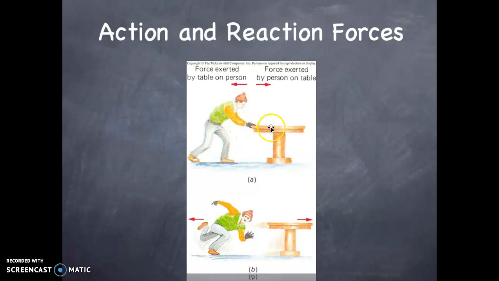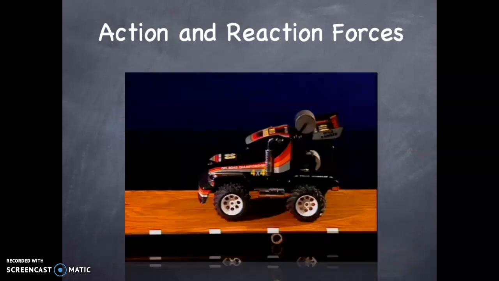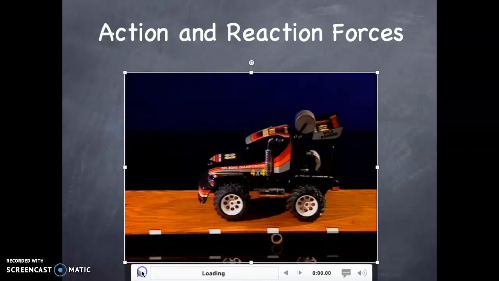This young man pushed the table in one direction, and the table passively pushed back on him in the other direction. And so if he's on a frictionless surface, this is an ice surface he's on, if the table sails one way, you will find that he will have an equal and opposite motion in the other direction. And an illustration of this is this. Let's watch this, please.